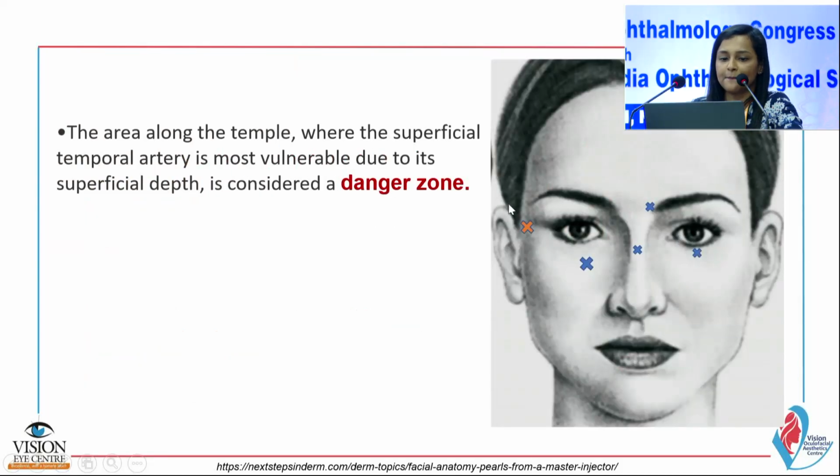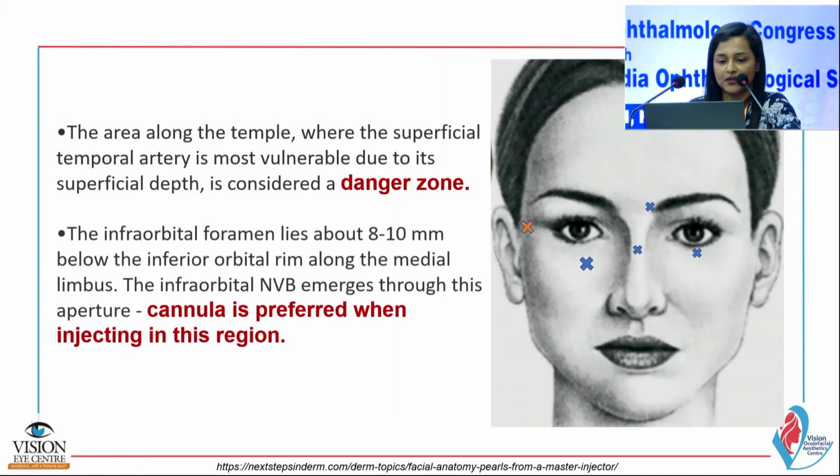Now, along the temple, you have the superficial temporal artery. So that is one danger zone, and you need to palpate that and be careful where you inject. And here the infraorbital foramen lies. So you can again have issues with embolization here. So you inject with a cannula ideally. However, if you are injecting deep and just over the periosteum, you can even inject with a syringe.